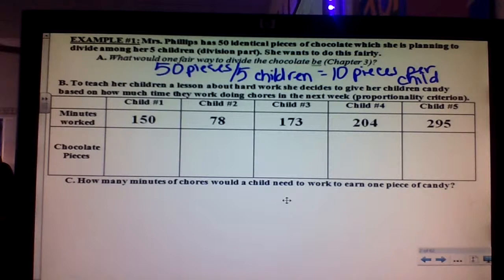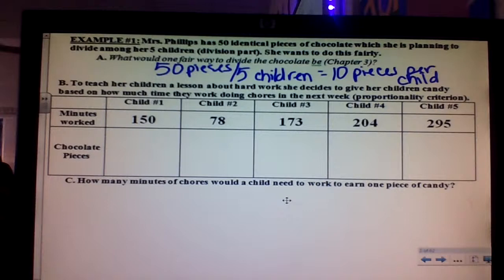To teach her children a lesson, though, about hard work, she decides to give her children candy based on how much time they worked doing chores in the next week. Wait, this is not a teacher? Oh, she just has 5 children? No, she just has 5 children. Oh, yeah, there are big families. My mama had 13. Oh, man. It happens.